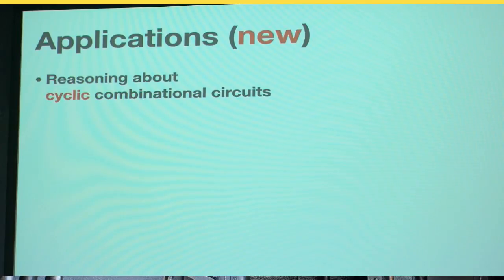Right. The initial example was reasoning about cyclic combinational circuits. So now, how can we reason in this system about combinational circuits that have instant feedback? Here is a very simple circuit. This is an OR gate. This is an AND gate. We are putting the true value going in here, and we're feeding back this value here, both into the OR gate and into the AND gate.